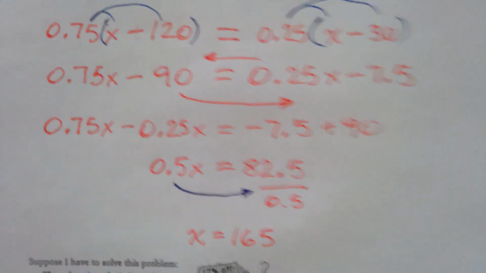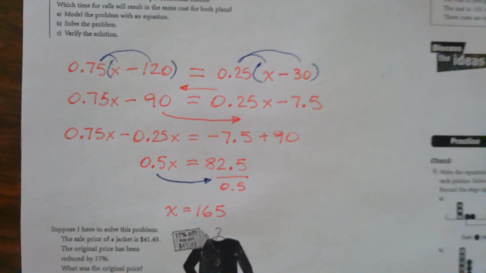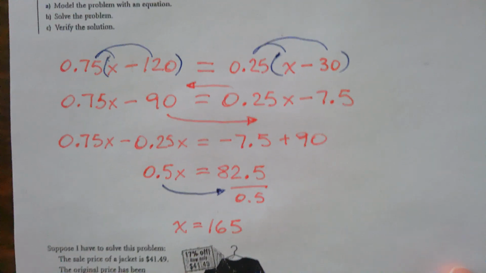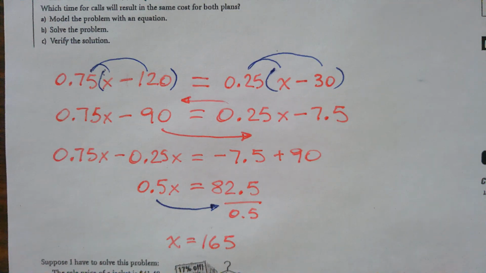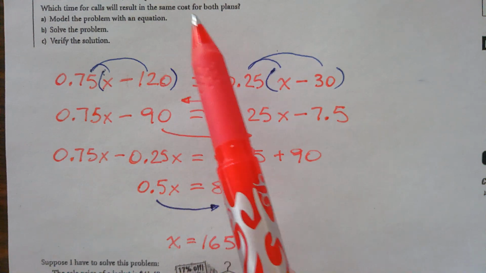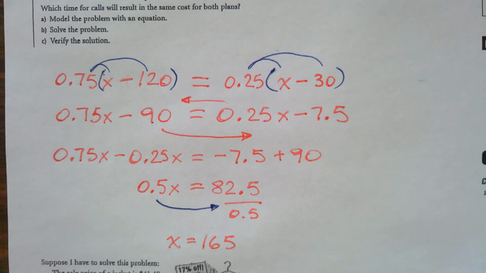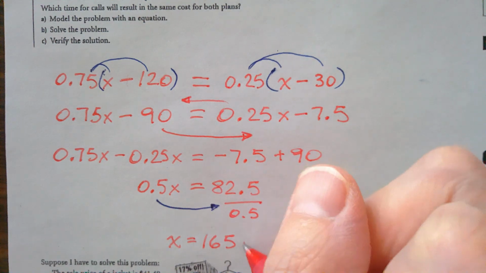What were we solving for? Okay, how long? Say that again. Oh, you didn't say anything? Okay, sorry. Alright, so you were trying to figure out when both plans will cost the same. So 165 what? Aziza, do you have another idea? Alright, Johnson? Minutes. That's right.